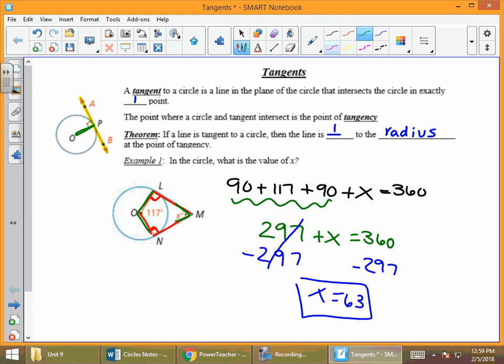So just a shortcut. The angles across from each other. When you have this quadrilateral formed by two radii and two tangents, these are always supplementary. So you could have just done 180 minus 117 and still gotten 63 degrees. Either way is getting you the answer. One's just a lot less work than the other. Okay? Questions?